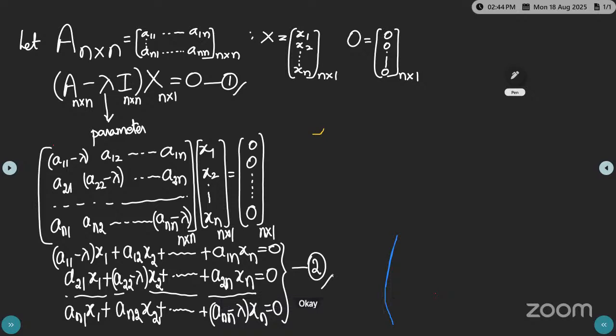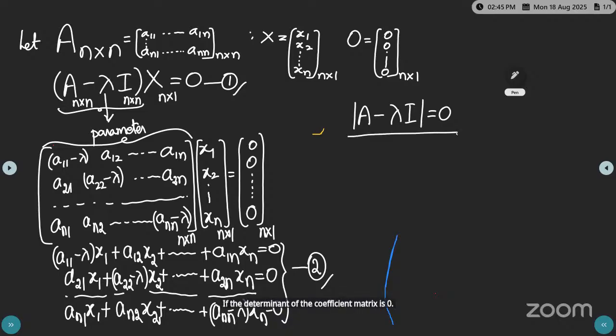While solving this, if determinant of A minus lambda I equal to 0, this is nothing but the coefficient matrix. If the determinant of the coefficient matrix is 0, then you are getting an equation in terms of lambda. That is known as the characteristic equation.